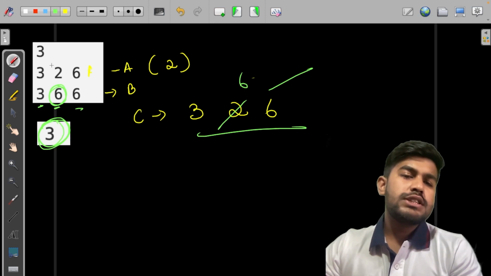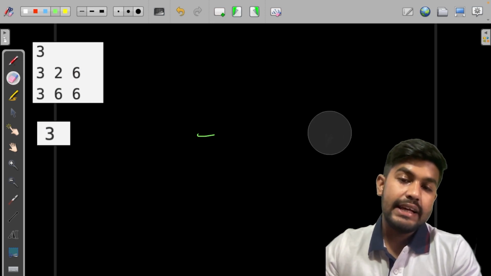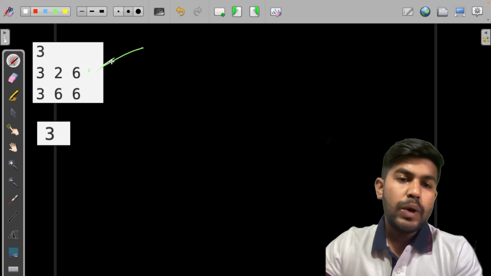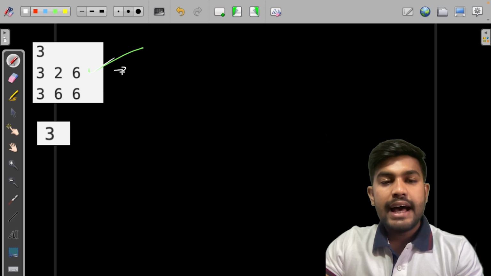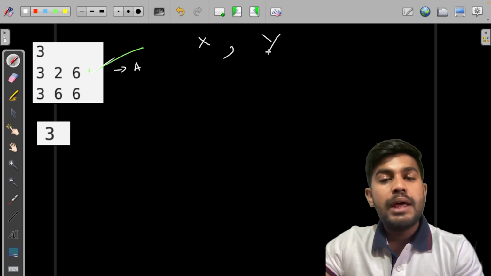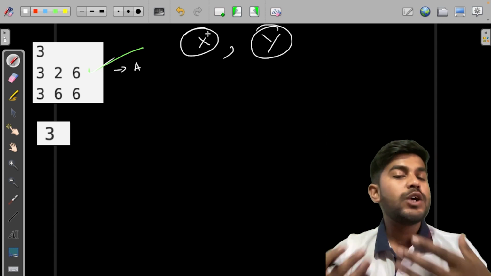Now, if you just try to visualize what we are doing: suppose the duality of the array A is equal to X and the duality of array B is equal to Y. The first thing we need to do is find the duality.